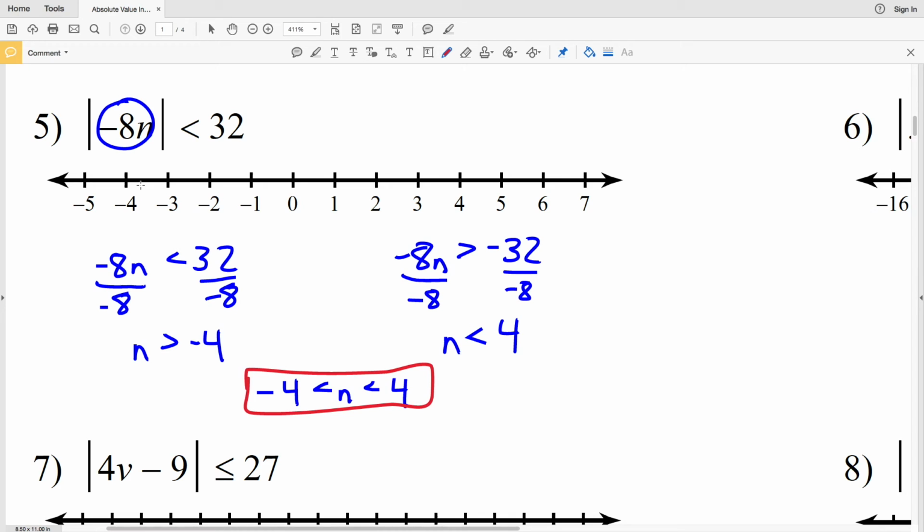So on this one, we're going to circle the -4, but we're not shading it in. We're going to circle the +4, again, not shading it in, but shading everything in between.